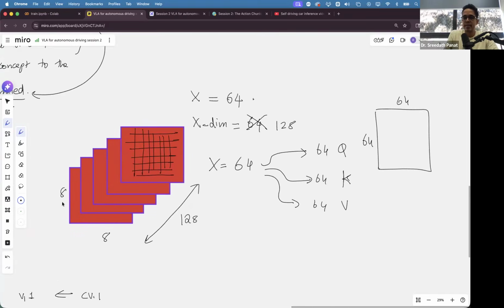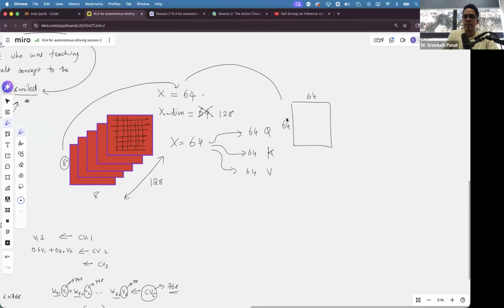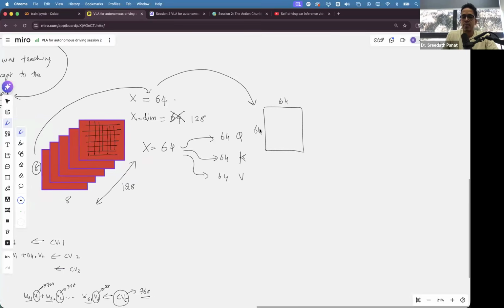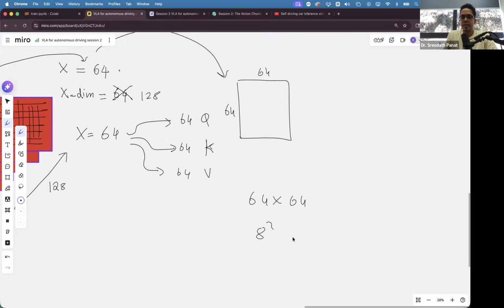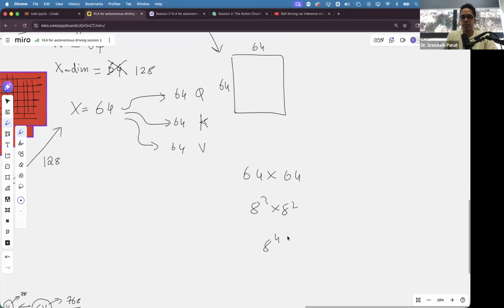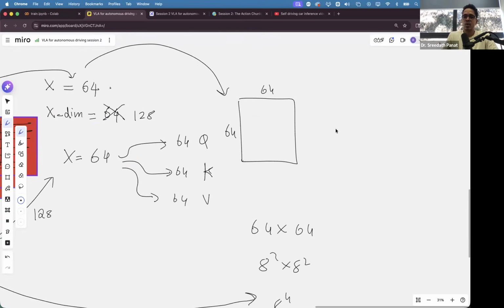So look at this. The size here is 8. 8 square is 64. So the number of attention weights that you need to calculate is 64 times 64, which is 8 square times 8 square, which is 8 raised to 4. So if one side of the image is 8, the attention calculation complexity increases by 8 raised to 4. All right. But anyways, that's just a side note.